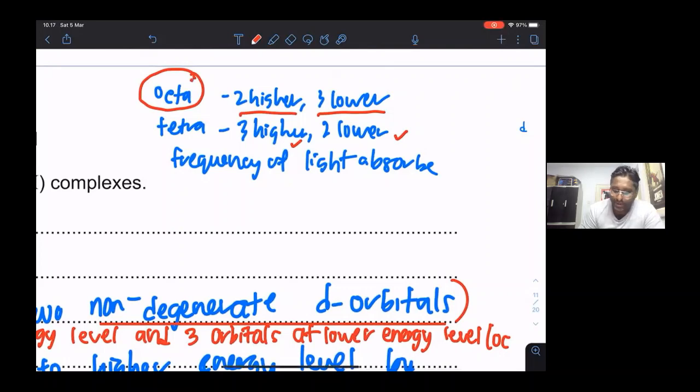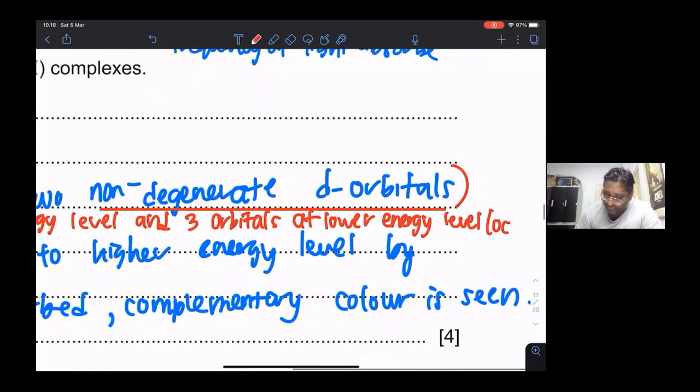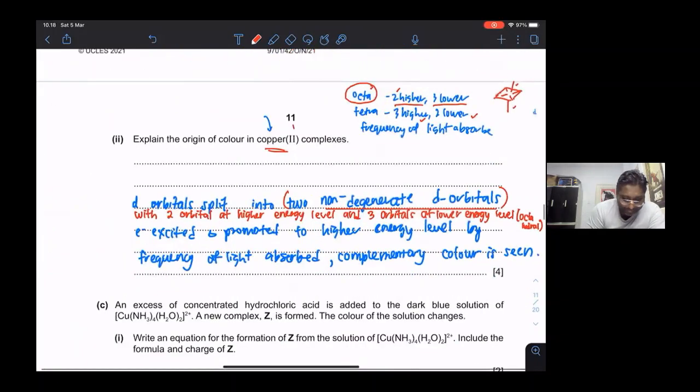If octahedral, maybe you can remember the shape, the octahedral like this, and then 2 up and down. So you can remember the 2 up and down is, 2 is higher or something like that. Come up with a way to remember or memorize this. So this is going to be for octahedral complex. I'm just specifying over here because they ask specifically for copper 2 complex, which is an octahedral compound.